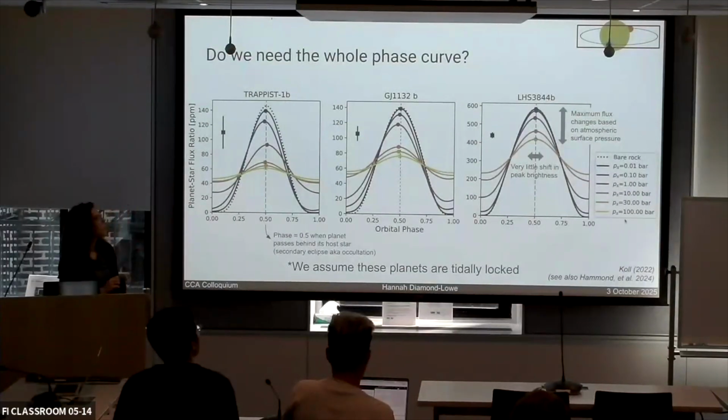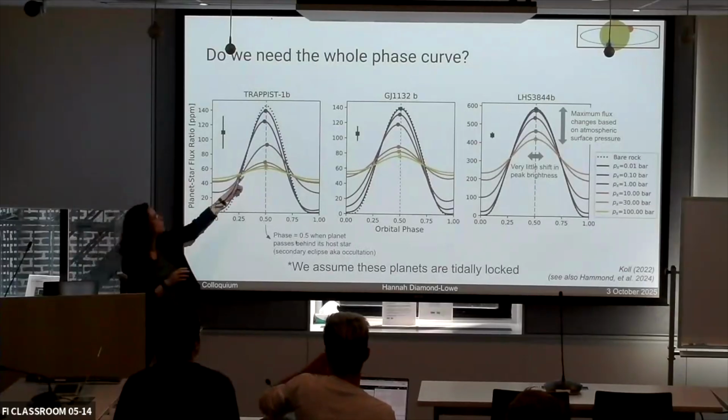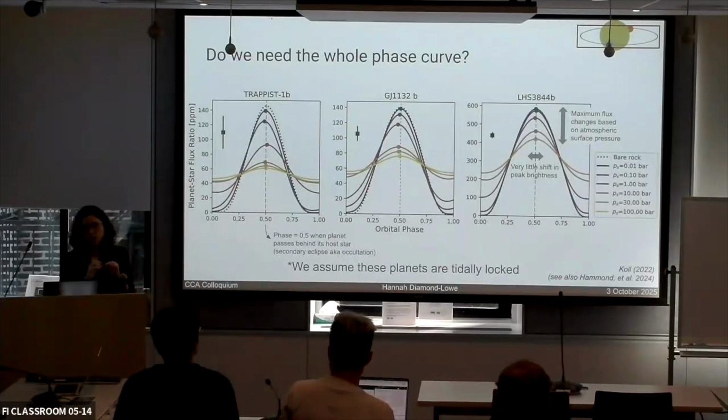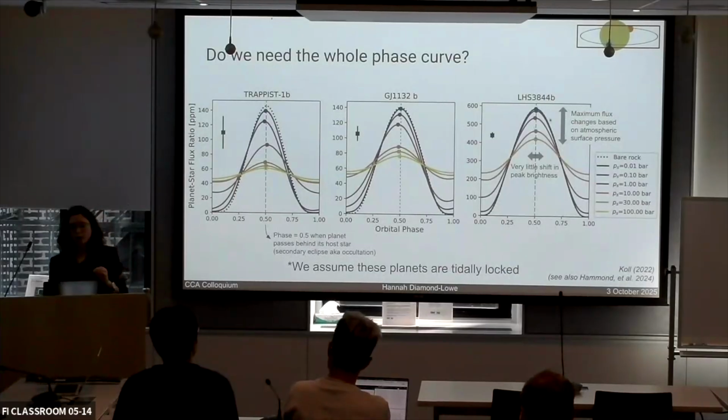Earth is 1 bar. And as you can see, relative to this phase 0.5, when the planet is predicted to go behind the star, you can pick up these shifts for the higher surface pressures, those yellow lines, but the shift is pretty small. You actually get a pretty large change in the maximum flux though. So that's where the greater information content is, which means that if you can just measure this maximum flux, that gets you a pretty good amount of the information, even though it's not getting you the full phase curve.